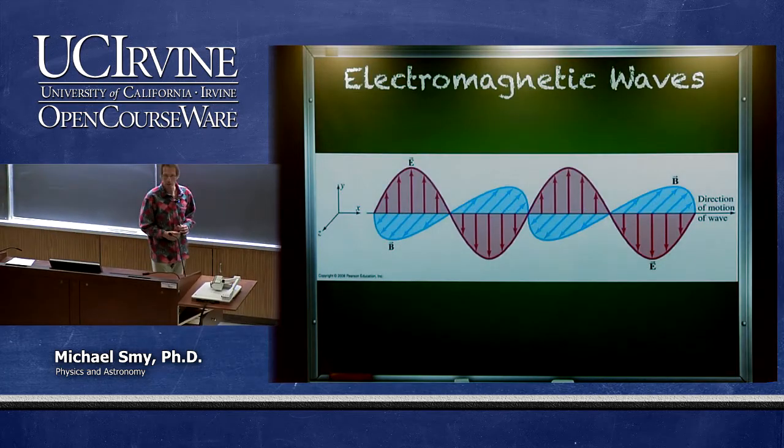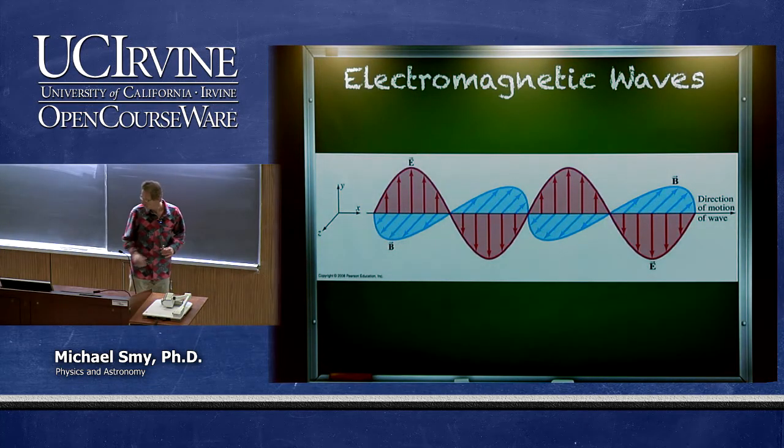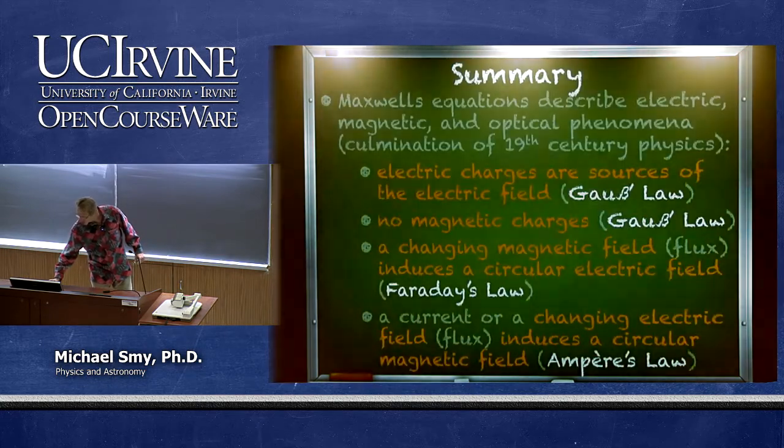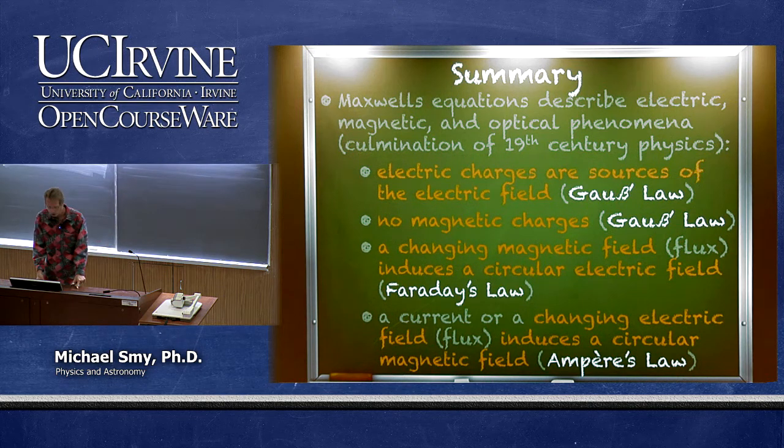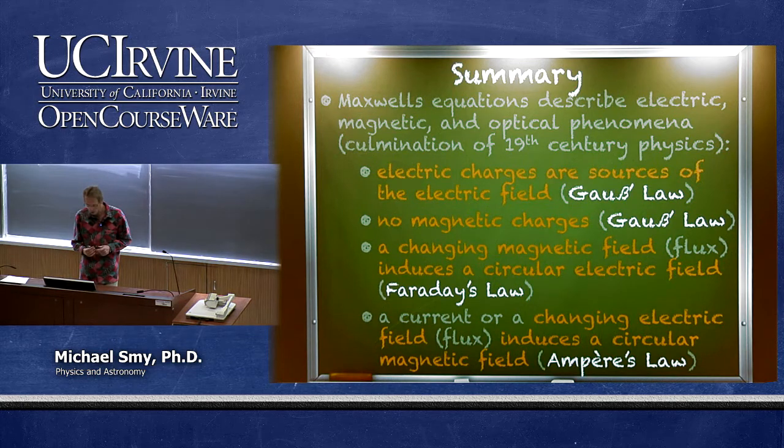So the next wave that we encountered was electromagnetic waves. And those are governed by Maxwell's equations. And that is the culmination of 19th century physics. And there are 4 Maxwell equations. The first one is Gauss's law for the electric field, meaning that the electric charges are the sources of the electric field. And Gauss's law for the magnetic field is that there are no magnetic charges.